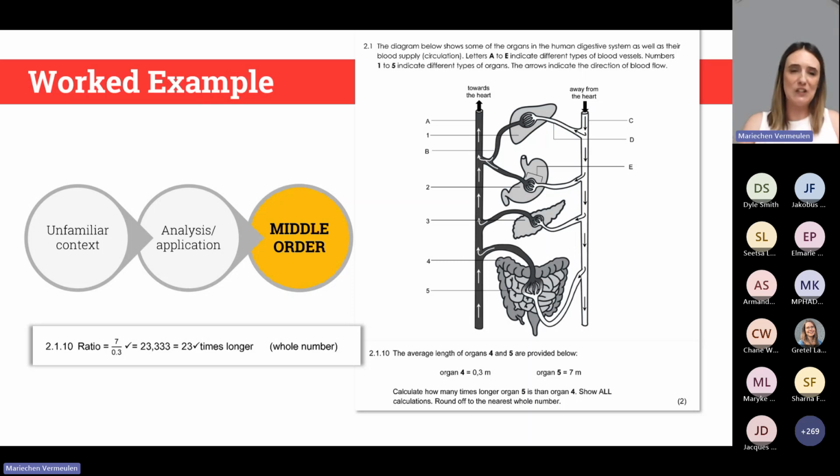So this is definitely not lower order. It's a middle order. You might be able to argue higher order if you think this is a very difficult calculation. But for me, calculations fall within the application sphere because learners have to apply their knowledge of the formula in a novel setting, in an unfamiliar context.